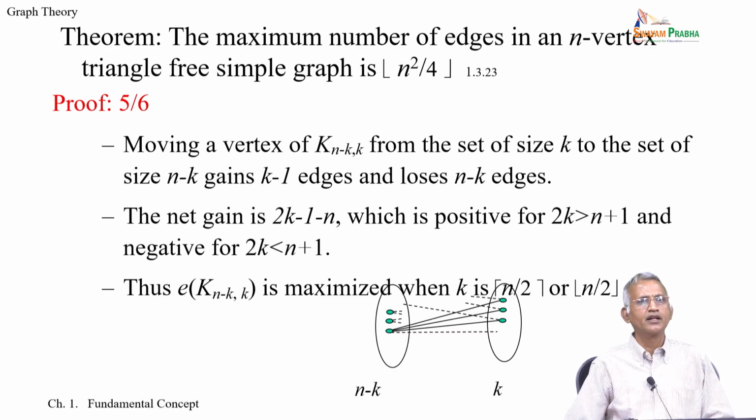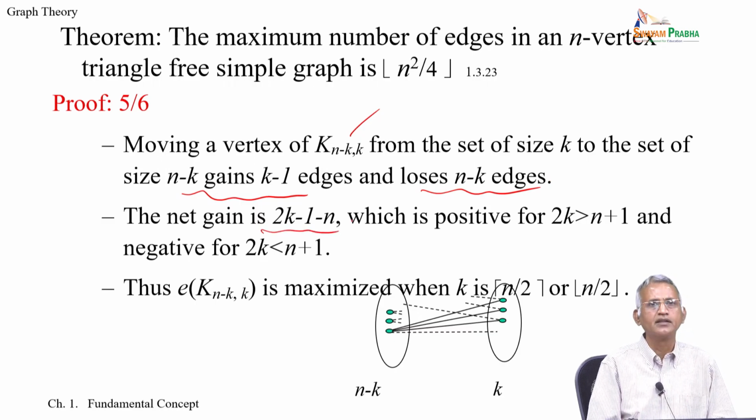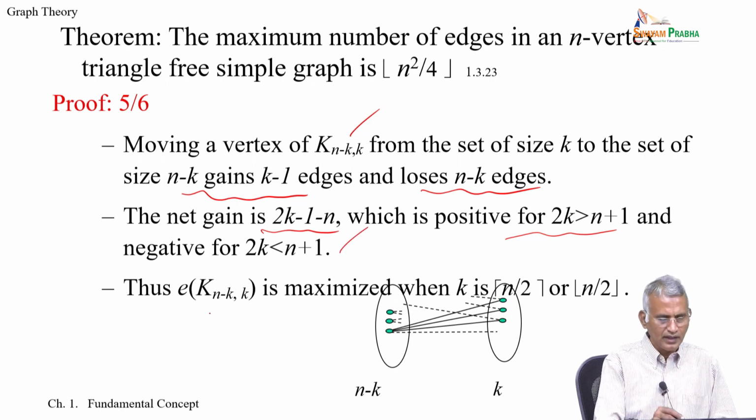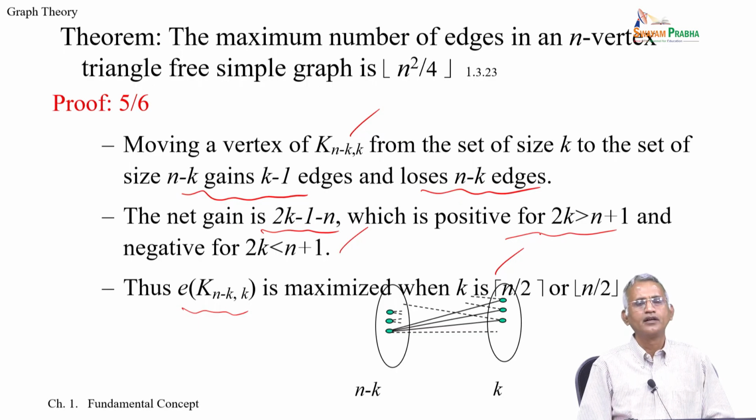Another way is moving a vertex of K suffix (n minus k, k) from the set of size k to the set of size n minus k. It gains k minus 1 edges and loses n minus k edges, and the net gain is 2k minus 1 minus n, which is positive for 2k greater than n plus 1 and negative for 2k less than n plus 1. Thus, the edge set E of K suffix (n minus k, k) is maximized when k is the floor of n by 2 or the ceiling of n by 2.